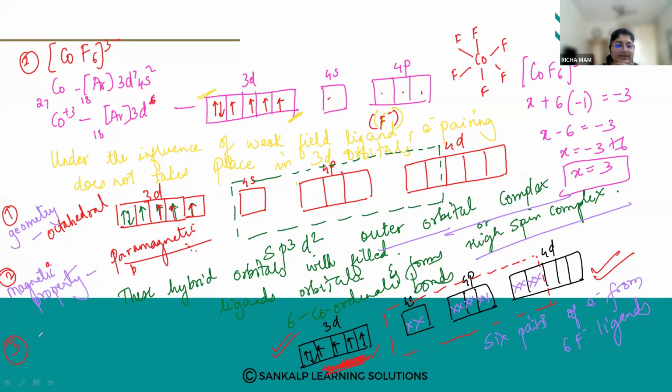Yes. What is the hybridization? It is sp3d2. That is an outer orbital complex, or it is a high spin complex. Is it clear? So very important. We have completed 2 complexes. Is it clear up to here?